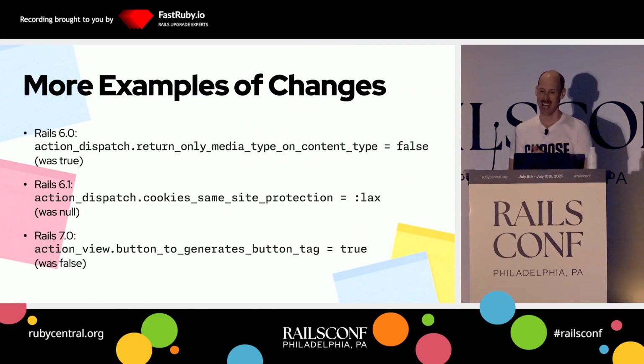And in Rails 7, action_view.button_to_generates_button_tag. This is like a personal favorite of mine. The default was changed to true, and it previously was false. Before Rails 7, if you used the button_to form helper, you would get an input tag of type button. It's a little weird. With the default set to true after Rails 7, you would get a proper HTML button tag.